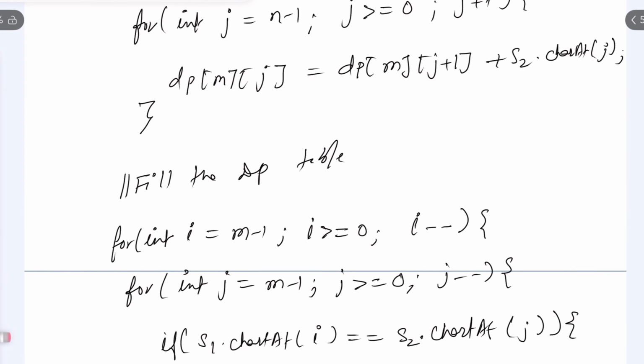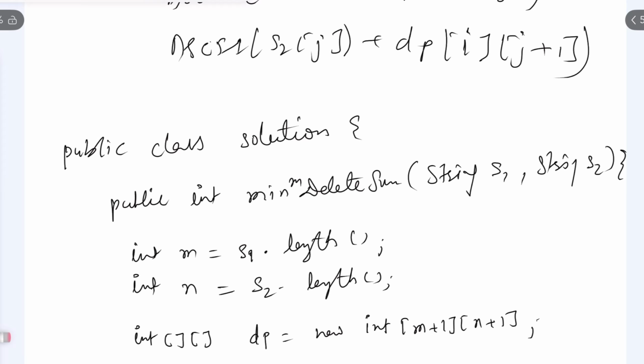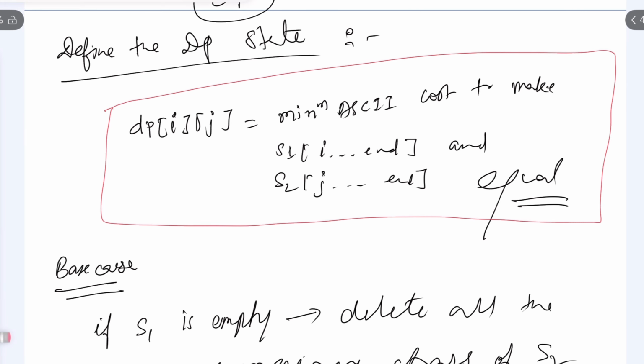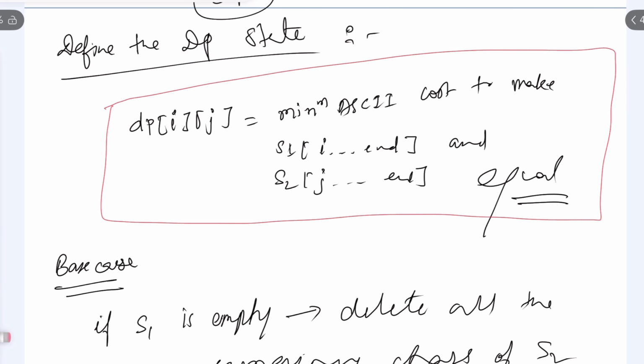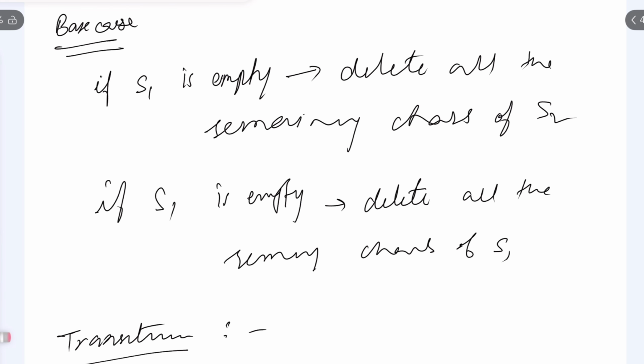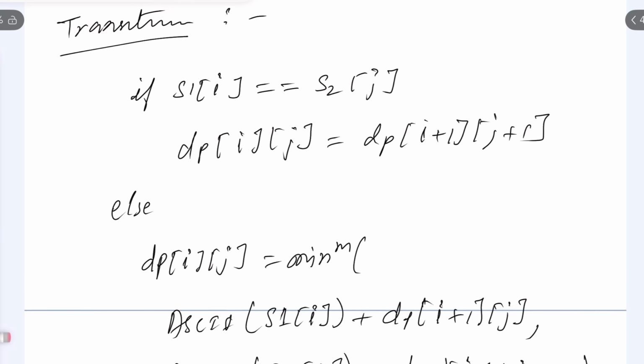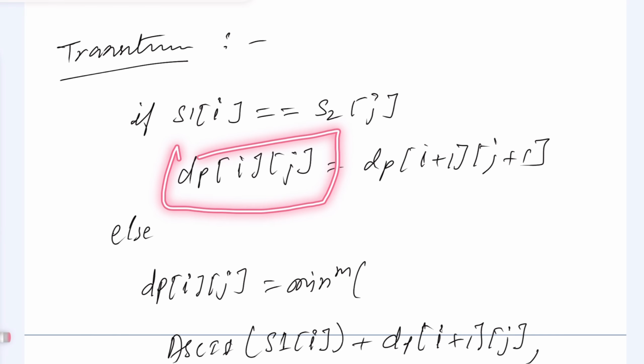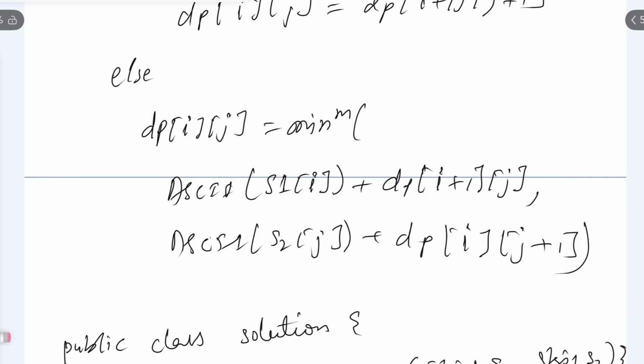What you need to do, very first, is define the states. Try to write the states. What are the states given? We have given two things, the DP states. At each position, we have to add the min cost, and we'll make the strings equal. If s1 is empty, we have to delete all the remaining characters from s2. Then we have the transition state, where we know that if both characters are same, dp at i and j is nothing but dp at i plus 1 and j plus 1.